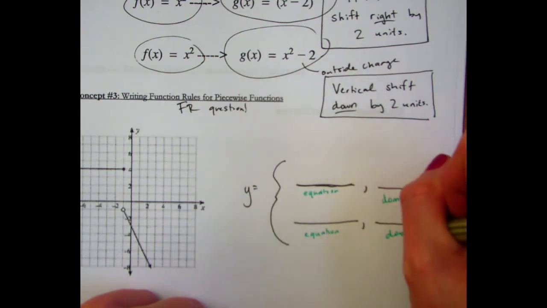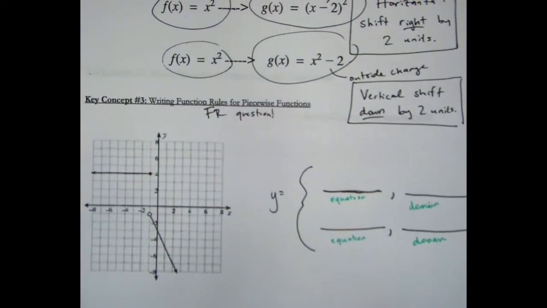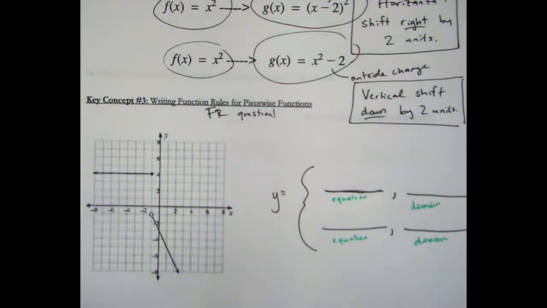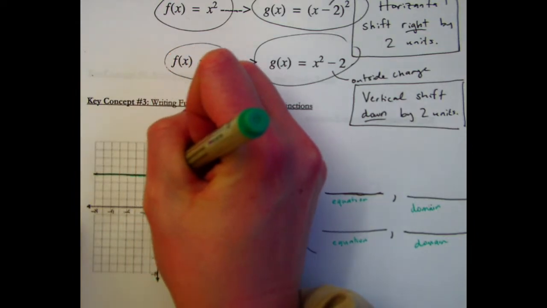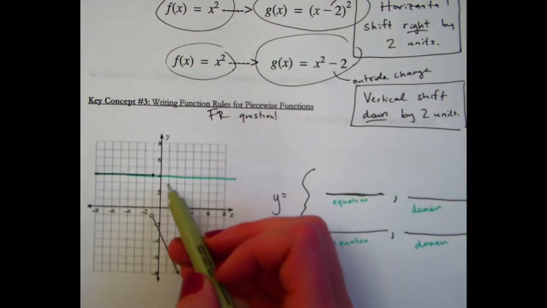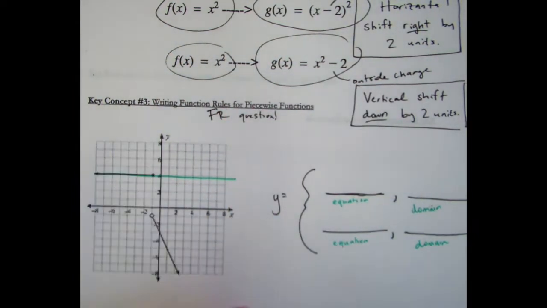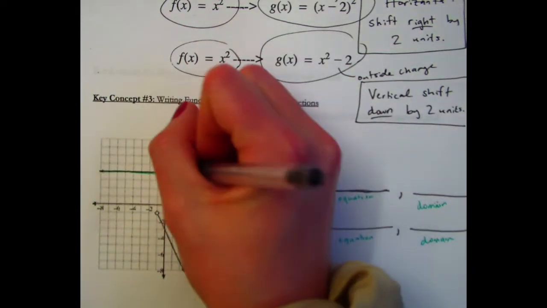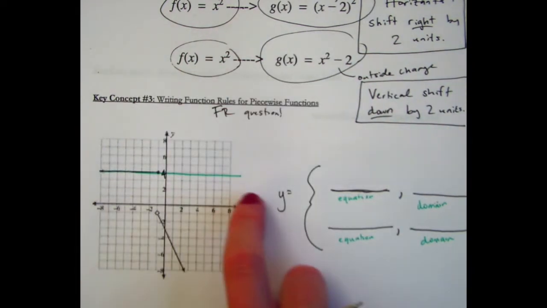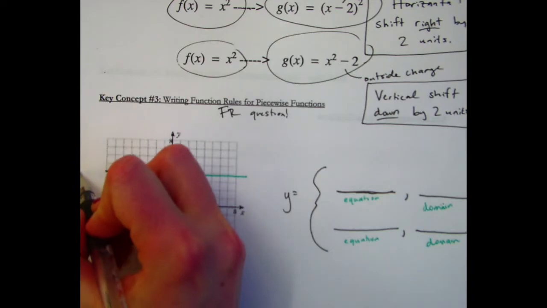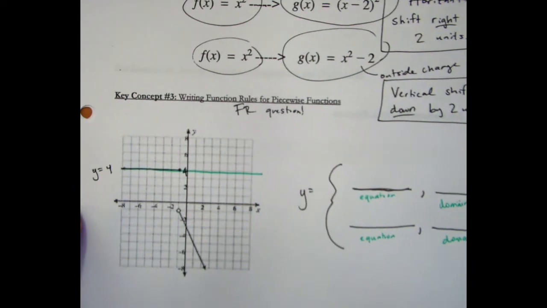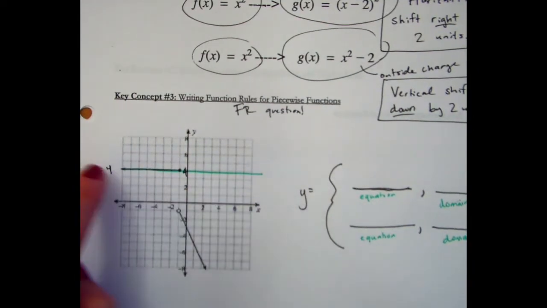Here I can see this first line is a horizontal line that passes through, it looks like, oh no, it's kind of hard to see from this, but it looks like a 4 to me. So it's a horizontal line that passes through the y value of 4. So since it's a horizontal line, the equation is just y equals 4. It's just a constant function. There's no slope. So y equals 4.